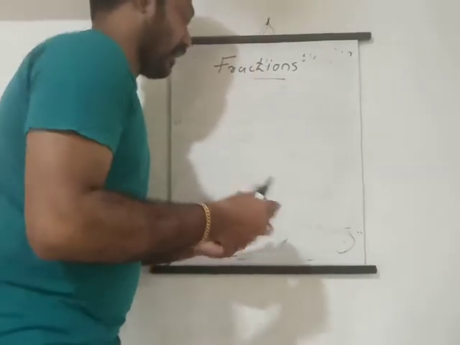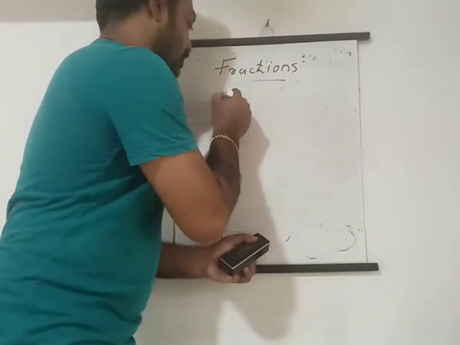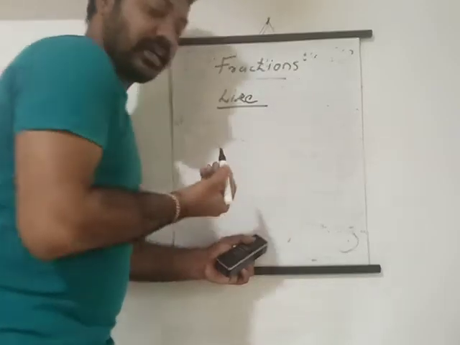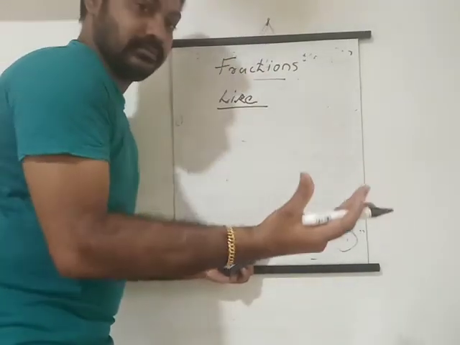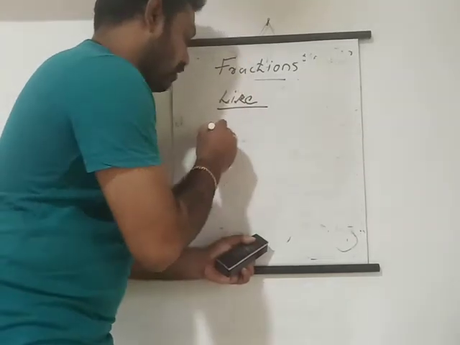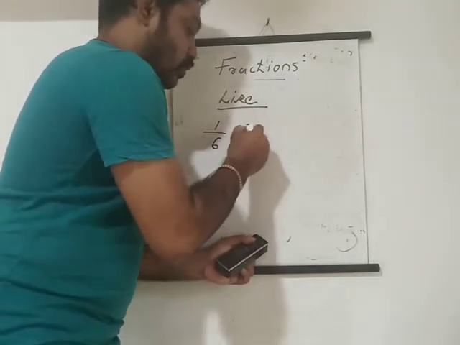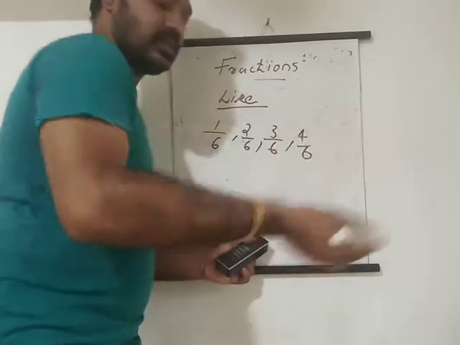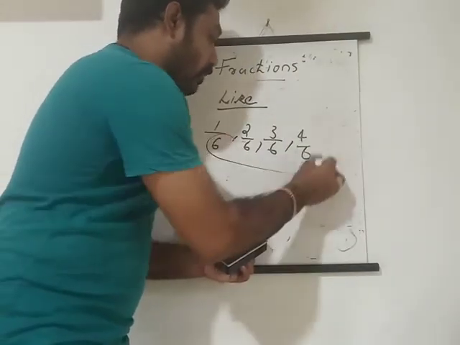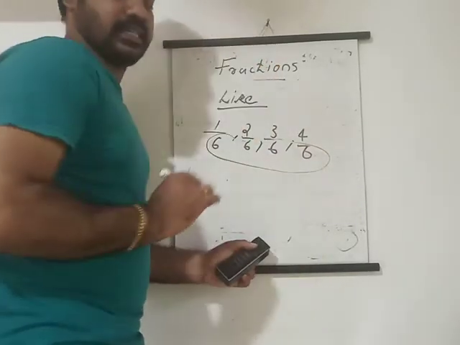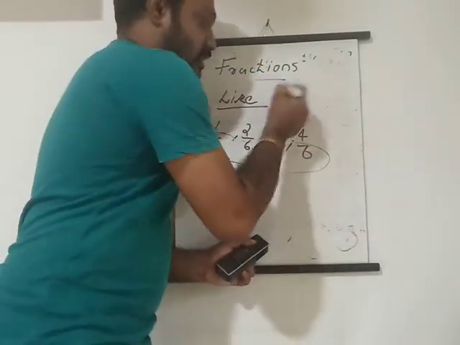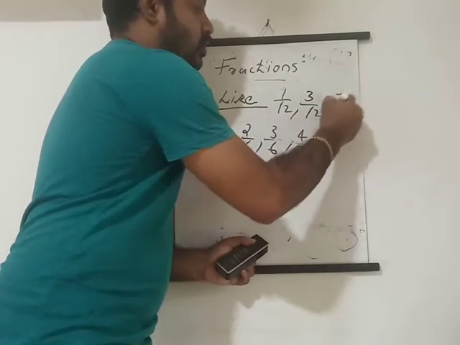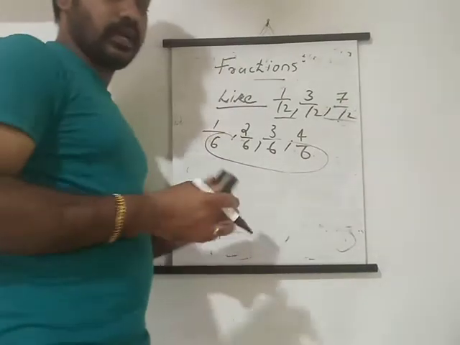Okay, like and unlike. So what are like fractions? Like fractions, as the name indicates, are just the same. For example, 1 by 6, 2 by 6, 3 by 6, 4 by 6. Understand? Like that, same denominators, so called like fractions. Another example, 1 by 12, 3 by 12, 7 by 12. These all have the same denominator. That is called like fractions.